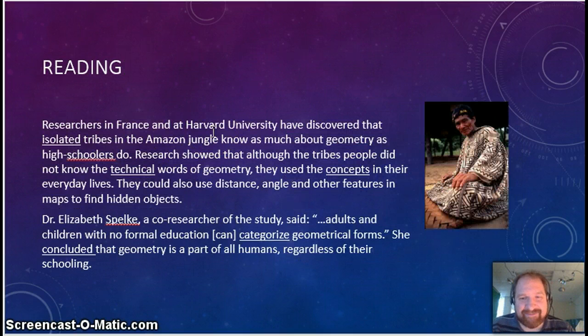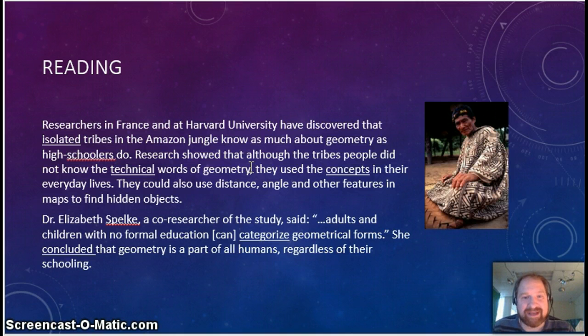So reading, some vocabulary is coming up. Researchers discovered that isolated tribes in the Amazon jungle. Isolated, that's a good word. Isolated, separated, set apart from everything. These guys have no Xbox, no internet, no phones, no electricity. But they know as much about geometry as you do. Not joking. They don't know the technical words, all that stuff I just went over. But they know the concepts, the ideas. So concepts, one of our vocabulary words.